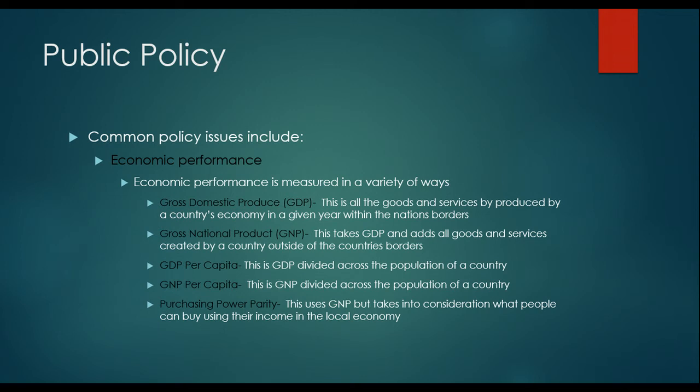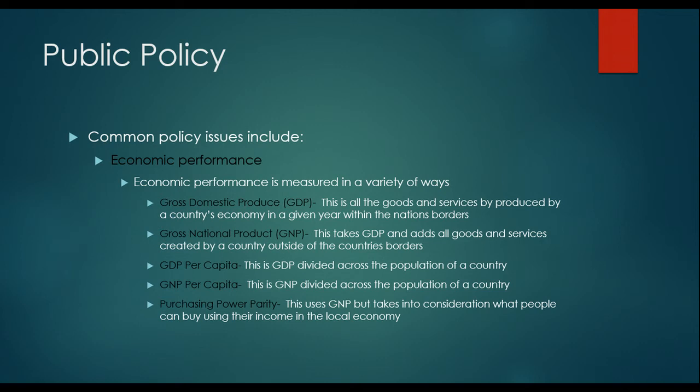And gross domestic product is when you total all goods and services produced by a country's economy in a given year within that nation's borders. So you would only take the things that exist actually within the borders of the United States, all of the goods, all of the services, you total that up and you get GDP.